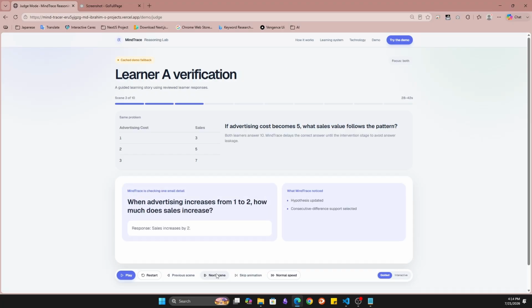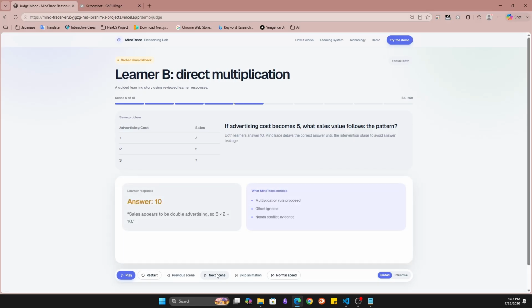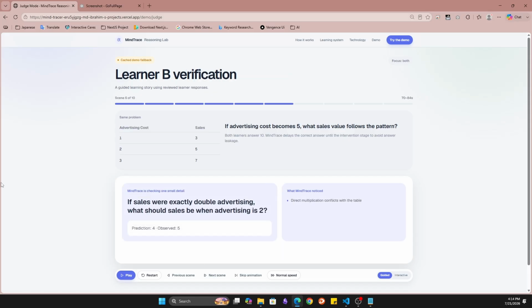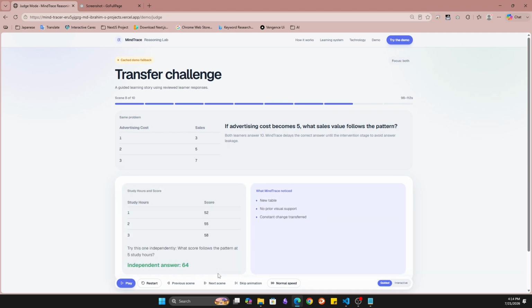The same reason is not treated as the same diagnosis. MindTrace looks for evidence that the learners may be using different mental models. One learner may misunderstand the pattern through consecutive change, while another may use a direct multiplication shortcut. After that, the system verifies the hypothesis with targeted questions.